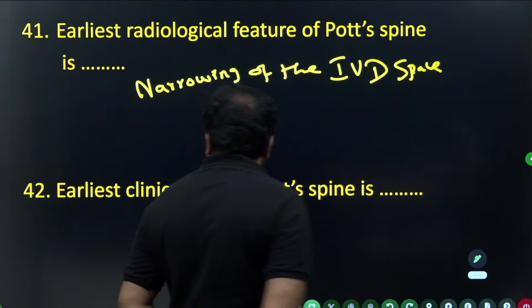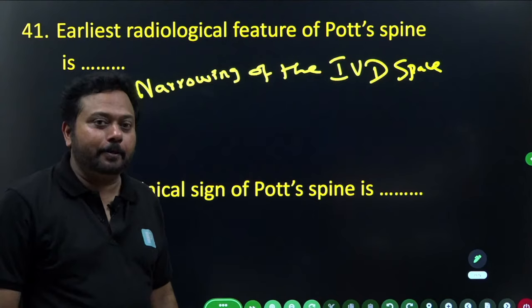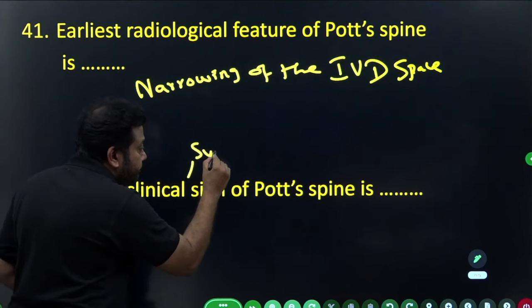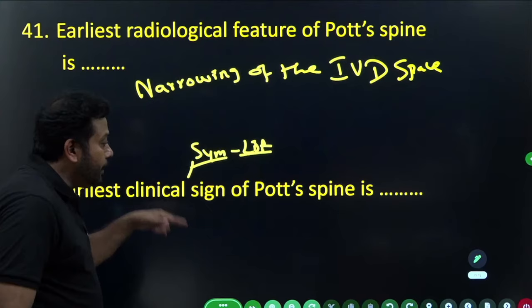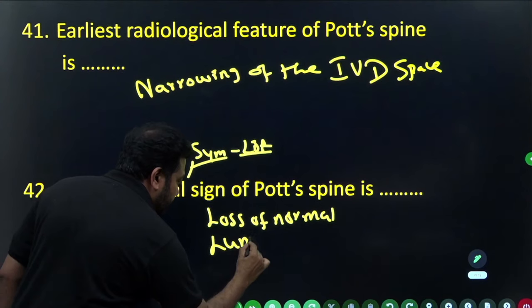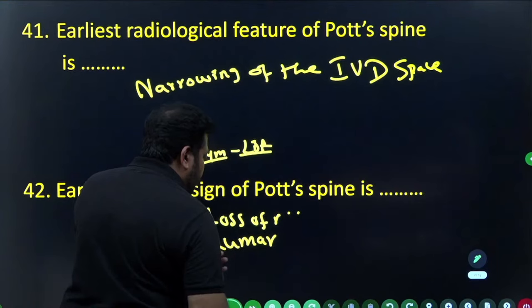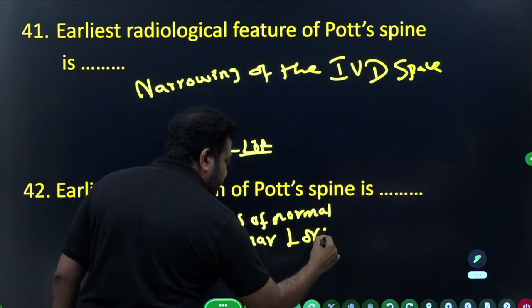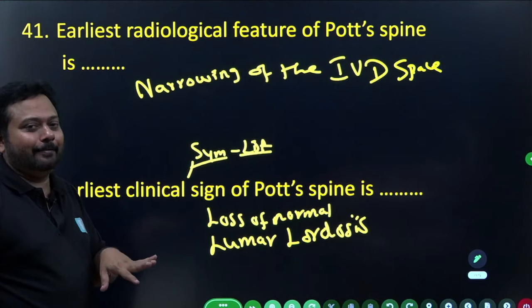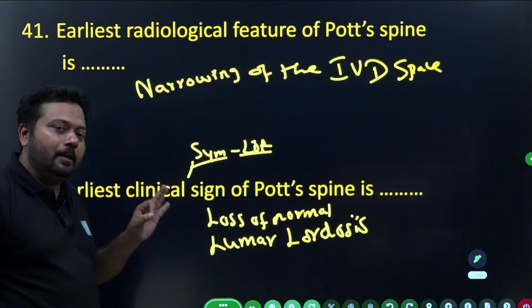Okay. Yes. Earliest. Now, I asked a question, earliest clinical sign of Pott's paraplegia. Now, I am asking earliest clinical sign of Pott's spine. See, if they ask instead of sign, earliest symptom, you can answer low backache. Very simple. Earliest sign of Pott's spine is loss of normal lumbar lordosis. Loss of normal lumbar lordosis is the earliest sign. Gibbus and all those things come a little later. Okay. So the earliest clinical sign of Pott's spine is loss of normal lumbar lordosis.